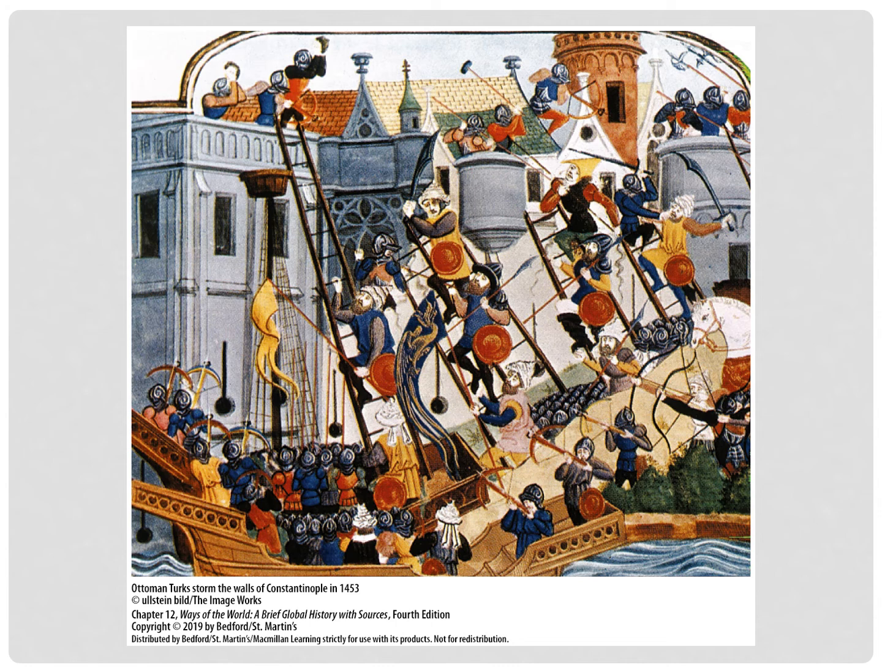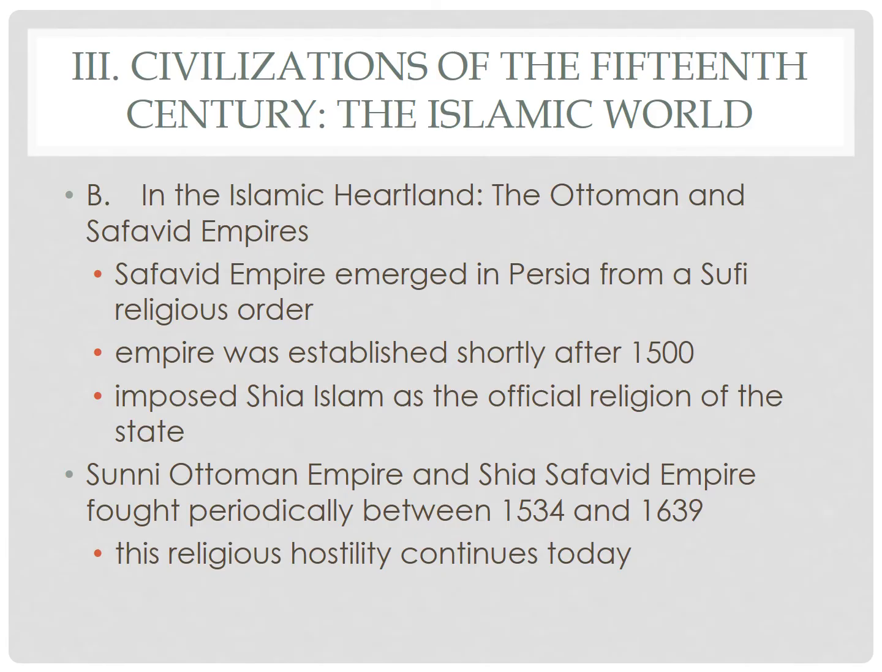And here we have the Ottoman Turks storming the walls of Constantinople in 1453, which again will remain a sore spot for Europe. All right, the Safavid Empire emerged in Persia, so I'll show you the map again here in a second. From the Sufi religious order, so it's to the east of the Ottoman Empire. The empire was established shortly after 1500, and it imposed Shia Islam as the official religion of the state. And this is important because the Ottoman Empire followed the Sunni tradition of Islam, whereas the Safavid followed the Shia tradition. And this religious hostility between the groups continues today.